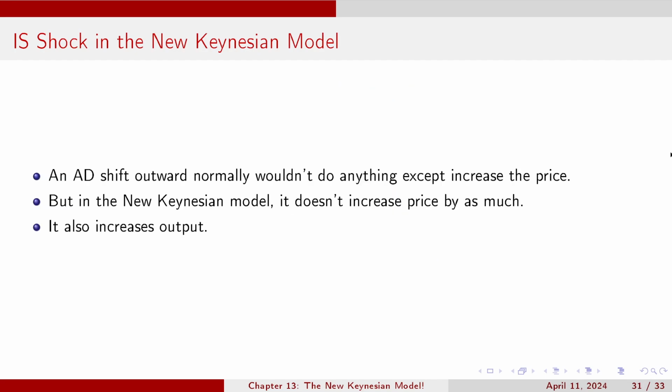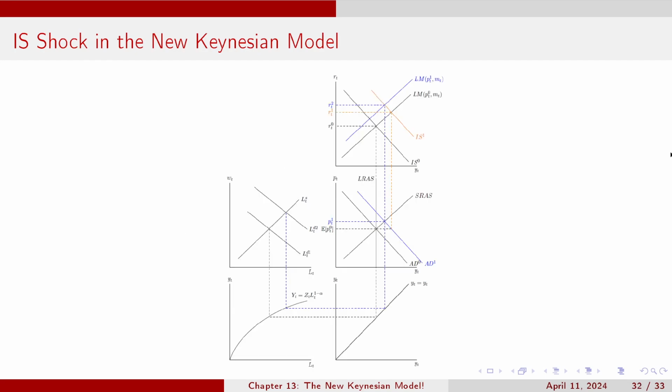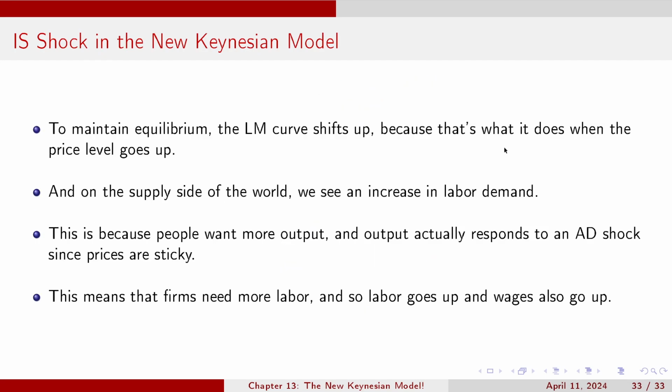So in the real business cycle model, right, an aggregate demand shock wouldn't really do anything except increase prices and the real interest rate. But in the new Keynesian model, prices still increase, but they don't increase by as much because output also moves. So, like what we got here. So this is the short-run set of responses to the IS shock in the new Keynesian model.